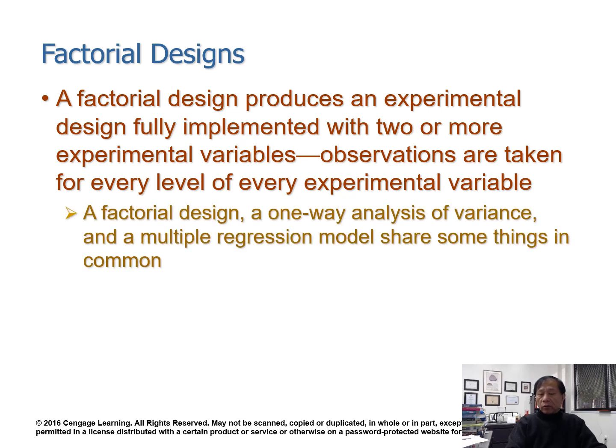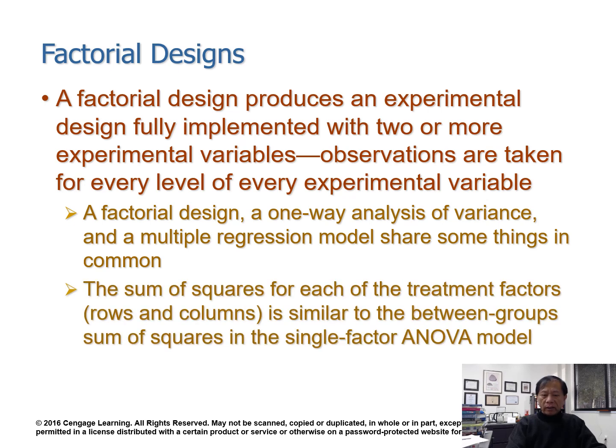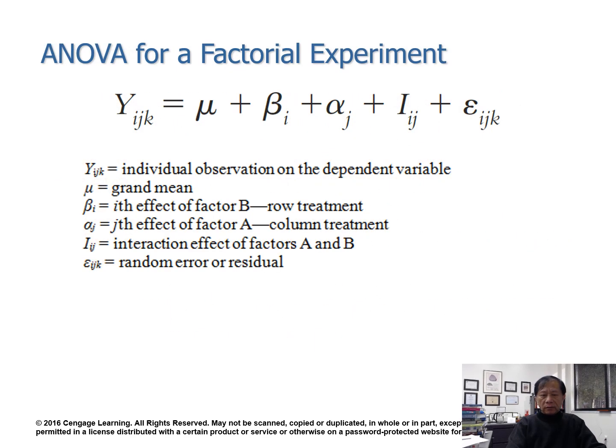Also, we covered the factorial design. The factorial design produces an experimental design fully implemented with two or more experimental variables. Observations are taken for every level of every experimental variable. In factorial design, one-way analysis of variance and the multiple regression model share some things in common. The sum of the squares for each of the treatment vectors, rows or columns, is similar to the between group sum of squares in the single factor ANOVA model. This is for the factorial experiment.